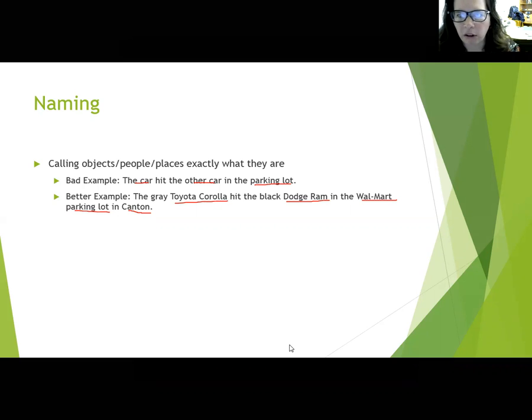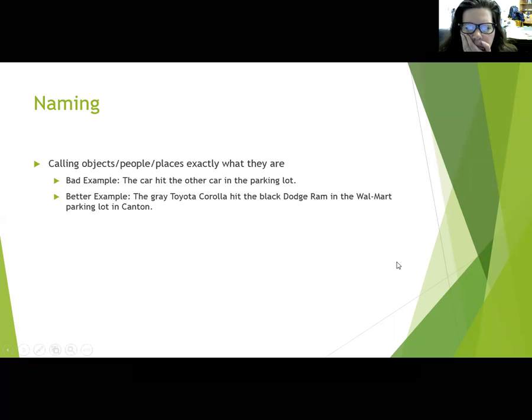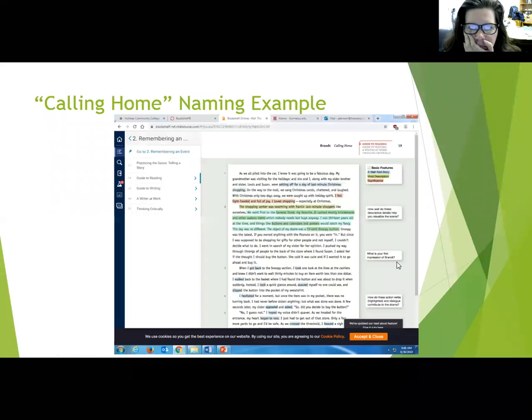Okay, trying to move on to the next slide. Okay, so moving on to the next item. Well, here we go. The naming example.